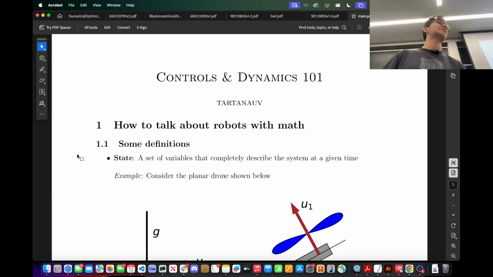Hi guys, my name is Micah. I'm a master's student in robotics here at CMU. I joined Tartan AUV as a freshman. I've done a few different things on the team, but primarily I've been interested in doing control for the vehicle and dynamics modeling.